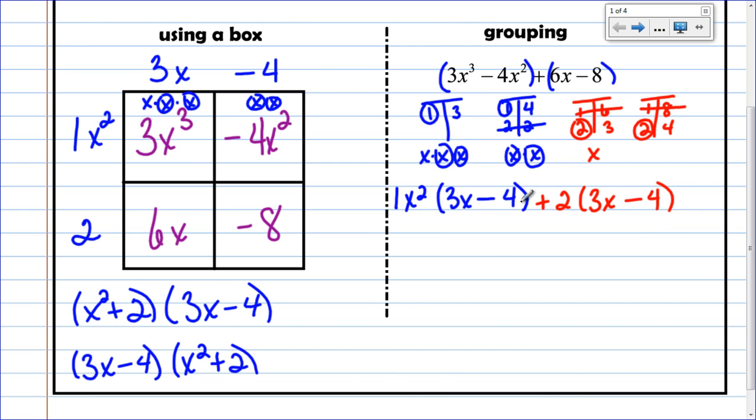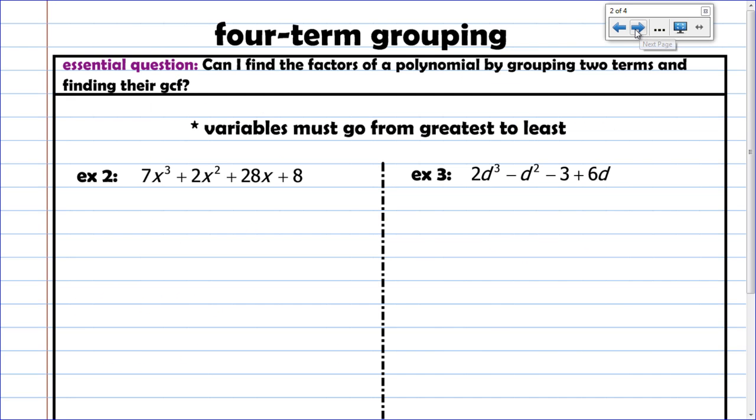If the stuff in parentheses doesn't match, you've made a mistake, and we'll deal with that when we get to it. But what this tells me is that one of my factors is 3x minus 4. The other factor is what's not in parentheses, which is x squared plus 2. And if you look, these two factors match the factors from over here. So there's the box and the grouping method. We're going to do a couple more examples, one with the box, one with the grouping, and then when you come to class, you can decide which one you like the best.